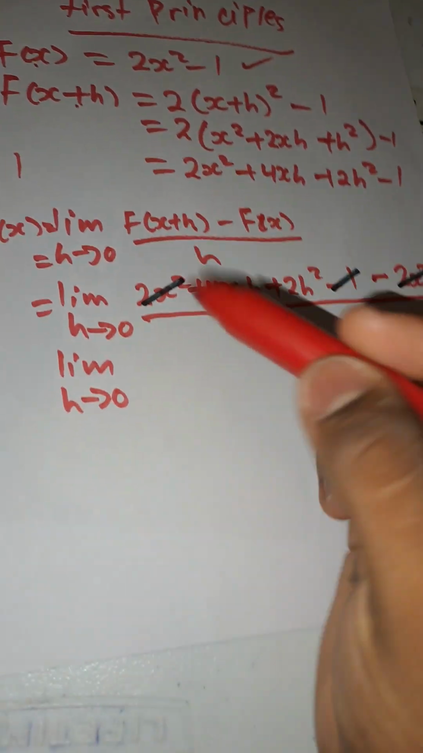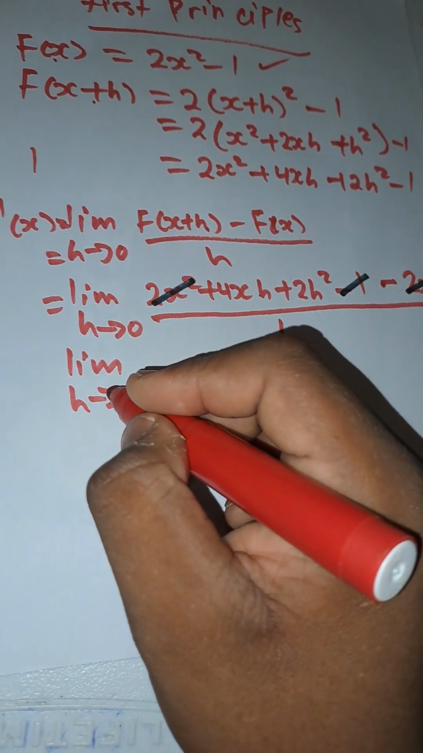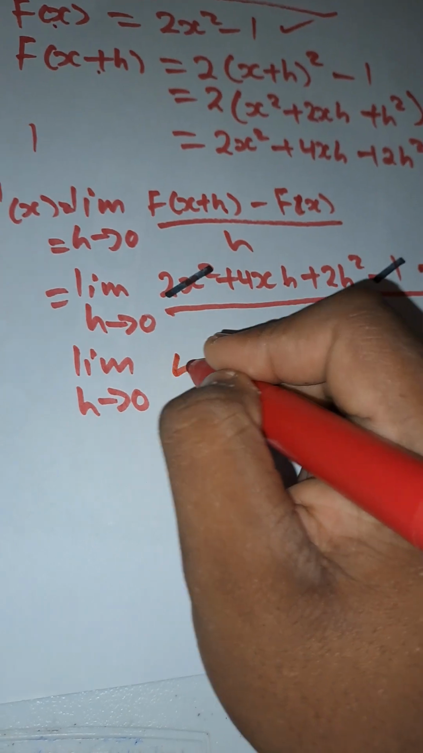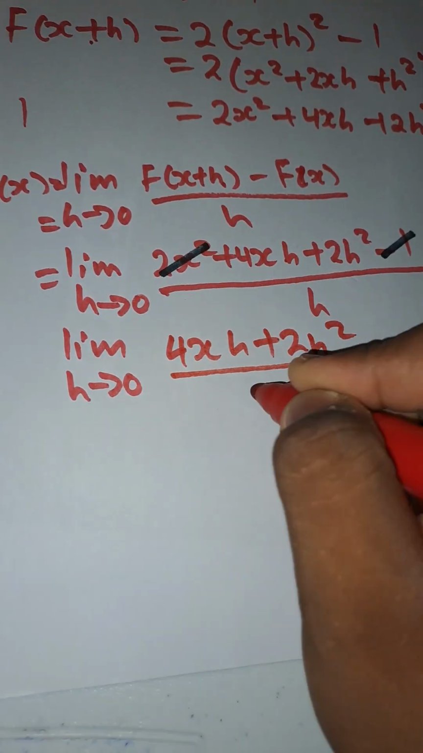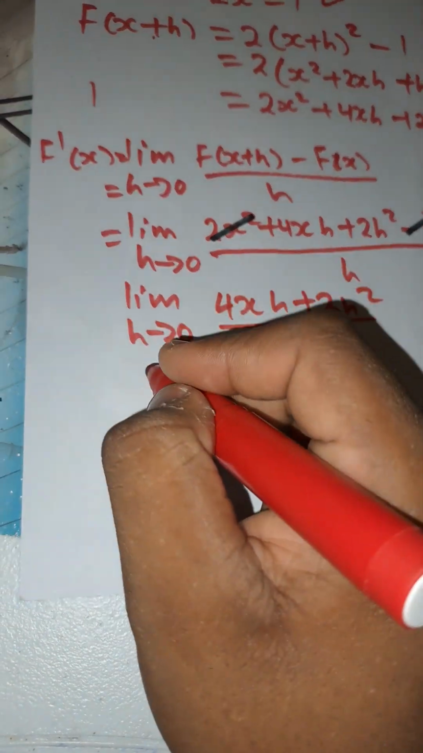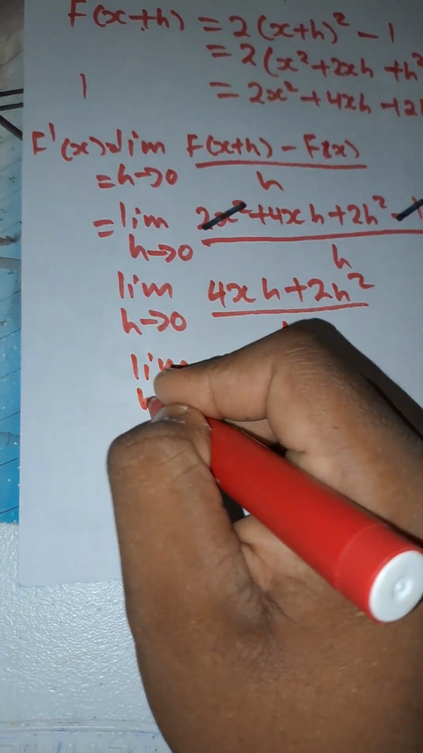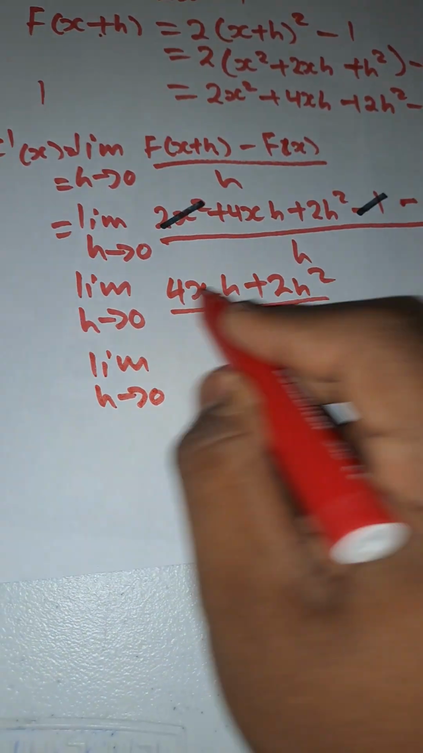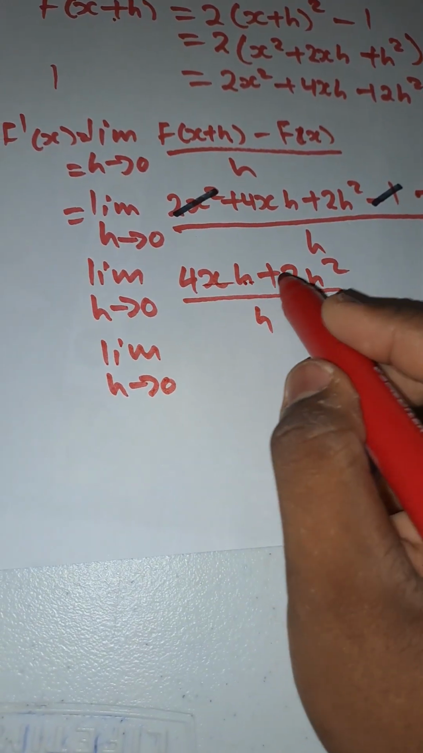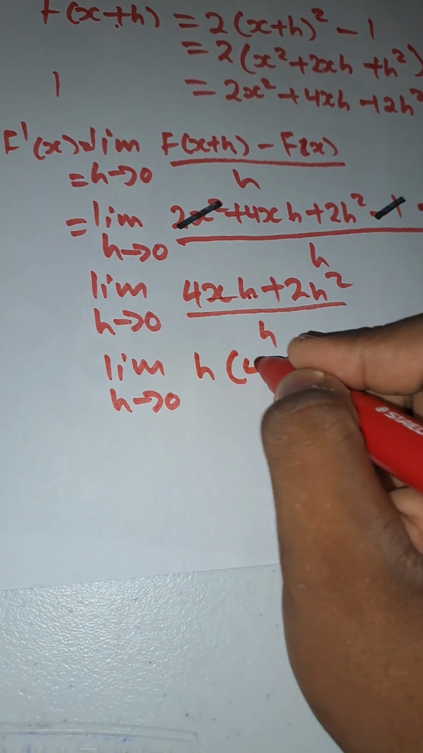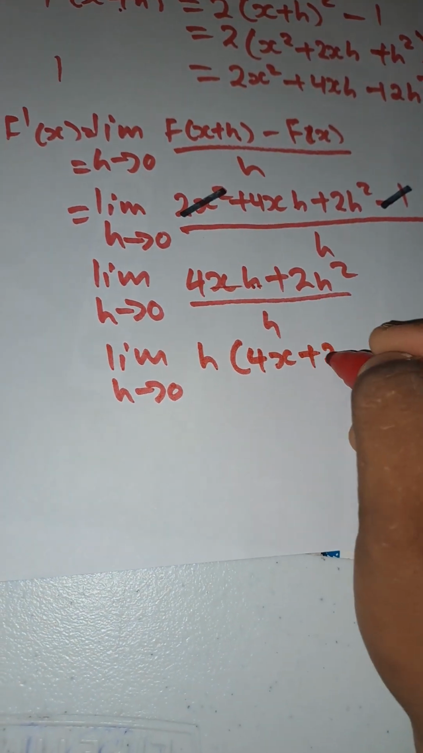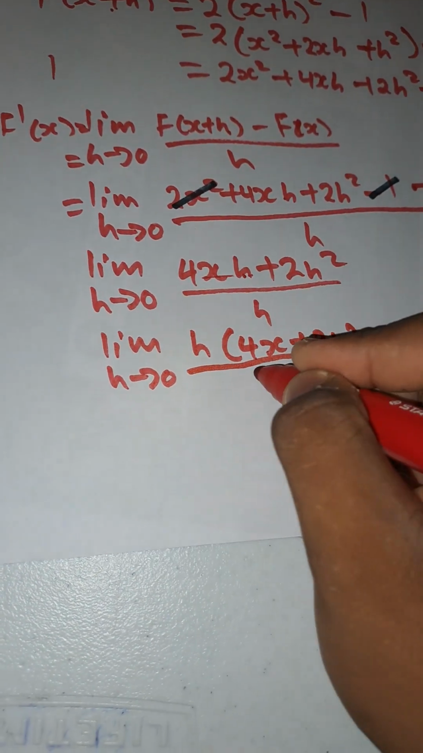So let's continue. Now the limit as h approaches 0, I'm left with 4xh plus 2h squared over h. Continue. So limit as h approaches 0. What is common here? It is h. So now I have to do my math. Be careful there. So h is common. I'm going to factor it out. I'm going to be left with 4x plus 2h over h.